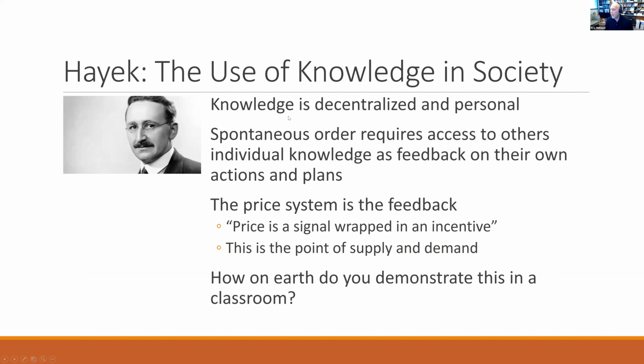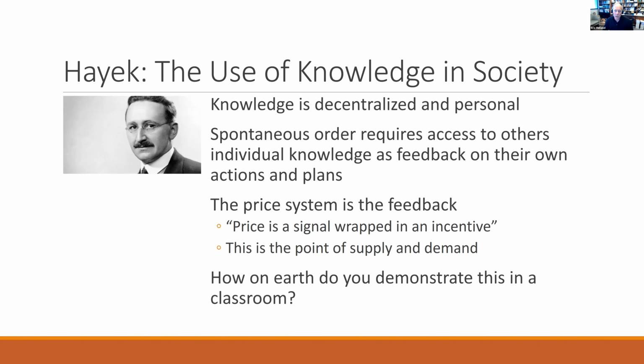So just to give you a sense of how this works, this is one of my favorite articles in all of Econ 50. It's an article called The Use of Knowledge in Society. And it's by Friedrich Hayek, who's the guy on the left there. And back in 45, Hayek gave a really brilliant exposition of what markets do.